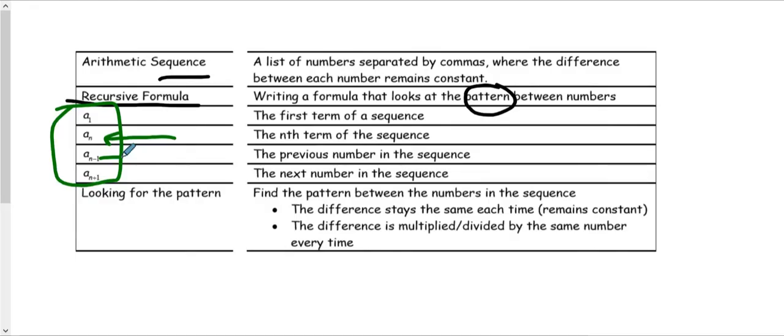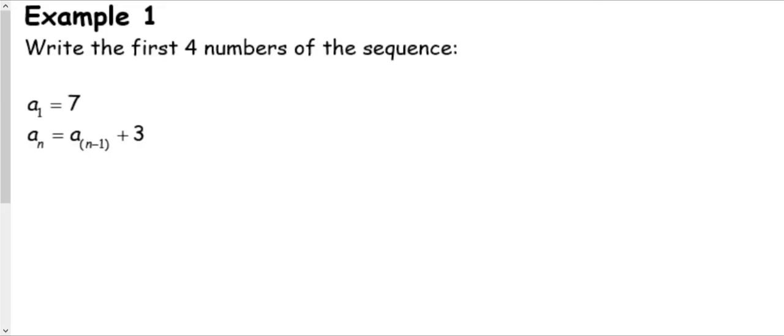So if we look, it says here, write the first 4 numbers of the sequence, and they're giving us the recursive formula. Now if you remember, what does this mean? That means the previous term in the sequence, right? So they're giving us the first term. Excellent. So the first term of the sequence is 7. We've got to figure out the next one.